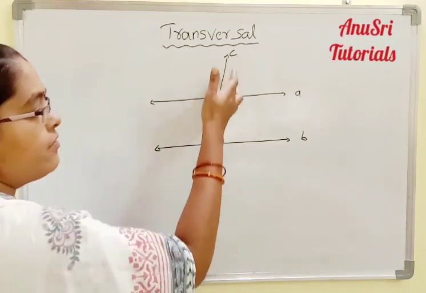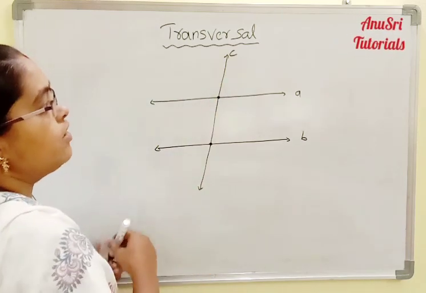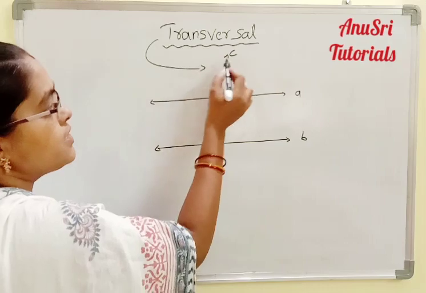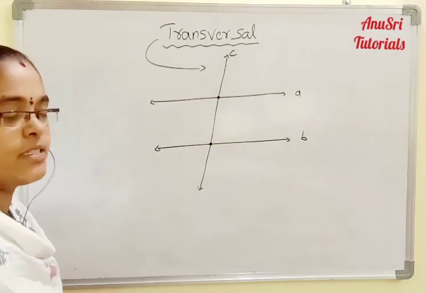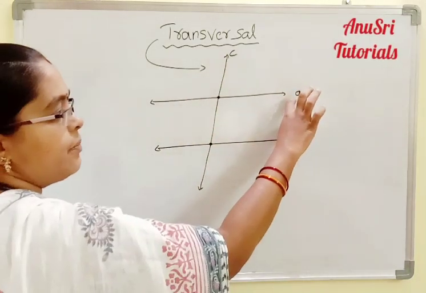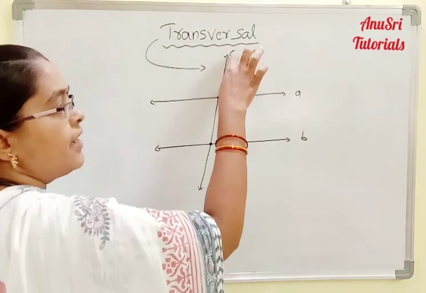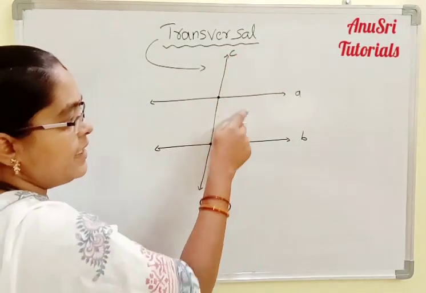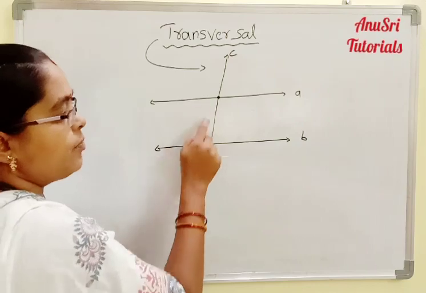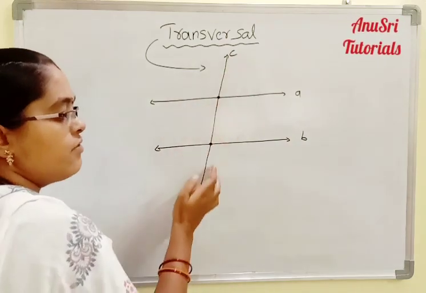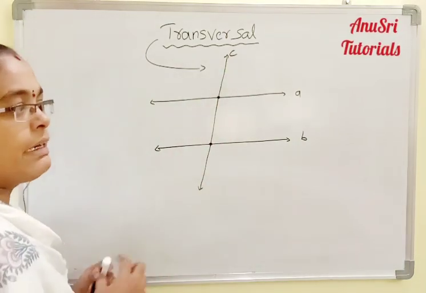Then the line which is intersecting is called transversal. So this line C is called transversal line. So here A and B are parallel lines and another line C is intersecting this A and B lines at distinct points. Then that line which is intersecting is called transversal.